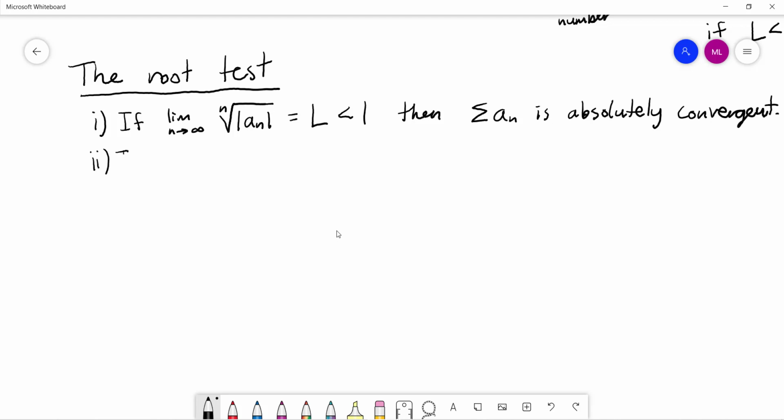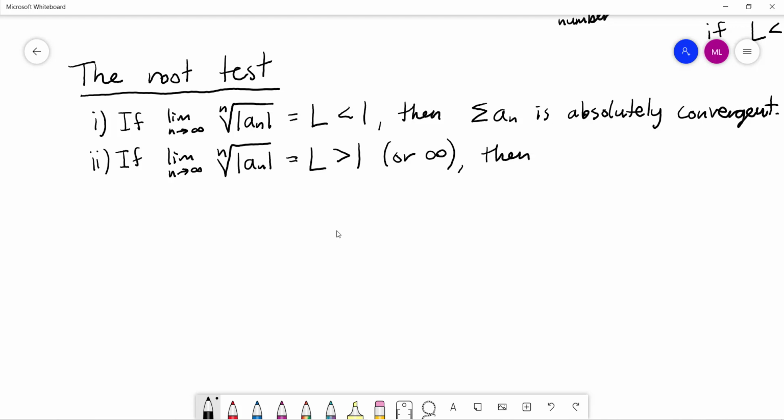Number 2, if the limit of this weird root, the nth root of a sub n, winds up being some constant, but that constant is greater than 1, or to be fair, it doesn't have to be a constant, it can diverge, it can go to infinity, then the sum of a sub n's diverges.